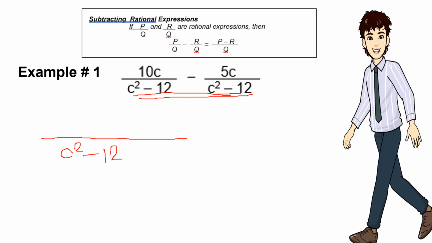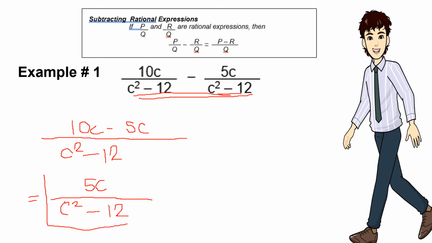Then, add or subtract the numerator. So, since nasa subtraction tayo, subtraction ang gagamitin natin as operation. So, 10c minus 5c. So, dito, ang ginagalaw lang ay nasa numerator. Sa numerator lang ginagamit yung operation. So, we have 10c minus 5c. The answer is 5c over c squared minus 12. Okay, so ito na yung answer natin.